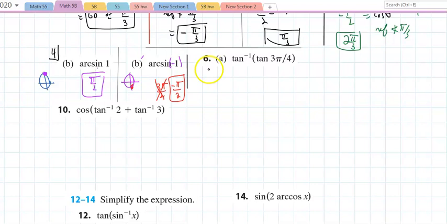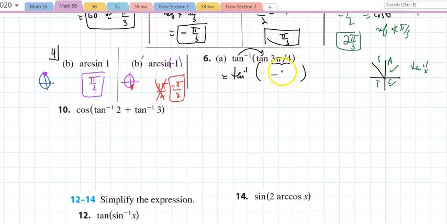If I'm looking at number 6, I need to figure out the angle. Now I know the inverse of the function undo each other, but this angle is not allowed. Why is that? Because 3 pi over 4 is in quadrant 2, and inverse tangent we agreed was allowed to be in quadrant 1 or 4. So this is negative, all students take cap, so it's negative 1. And if you say, where does the inverse tangent equal negative 1?